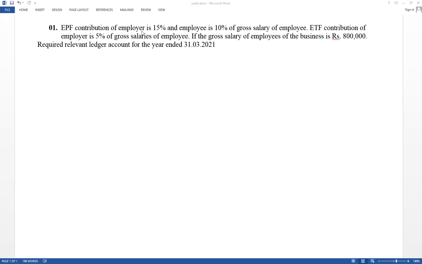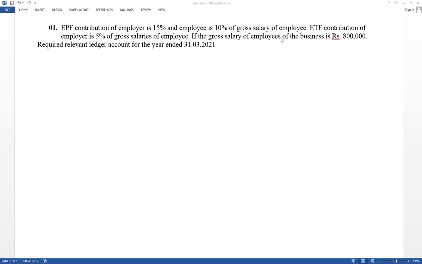EPF contribution of employer is 15% and EPF contribution of employee is 10% of the gross salary of the employees. ETF contribution of employer is 5% of the gross salary of the employees. The gross salary of the employees of the business is given as 800,000.